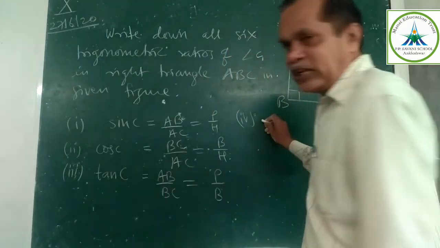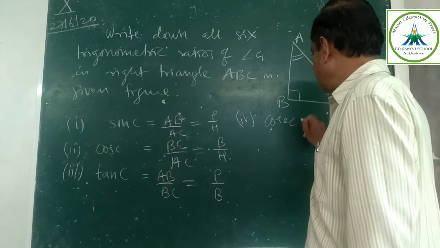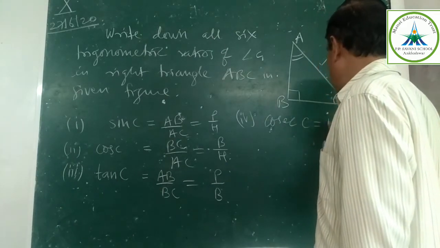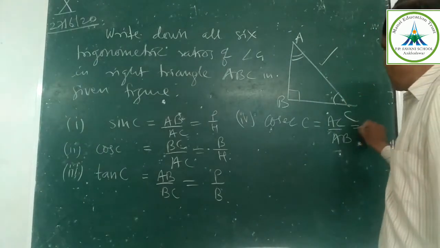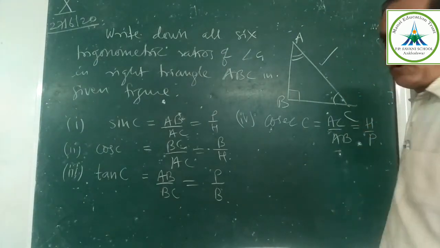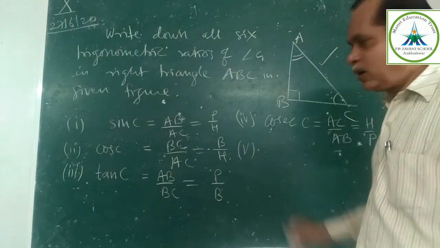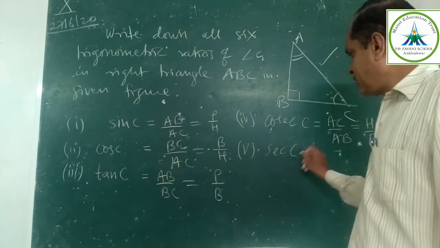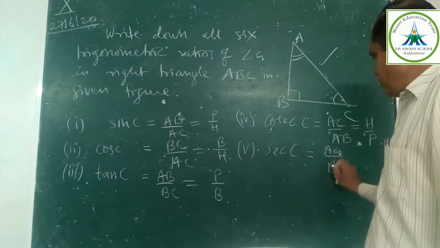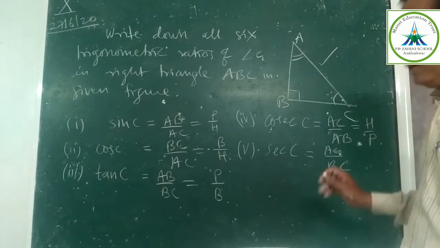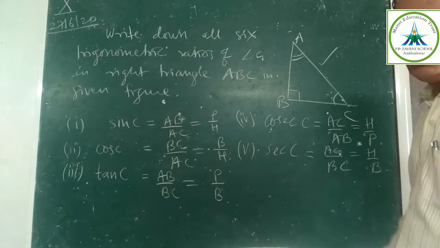Yes. What is the reciprocal of sine? Cosec. You write AC upon AB. Yes, H upon P. What is the reciprocal of cos? Sec. That is AC upon BC. You have written. A student, I give you 10.